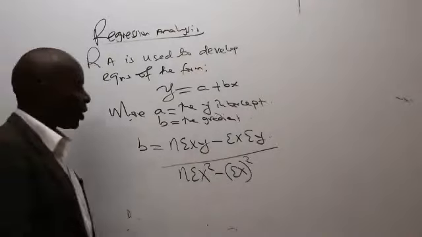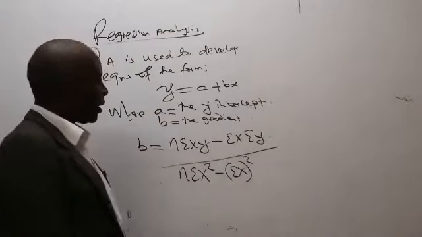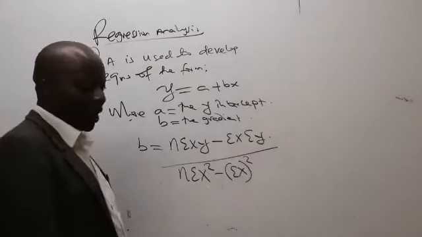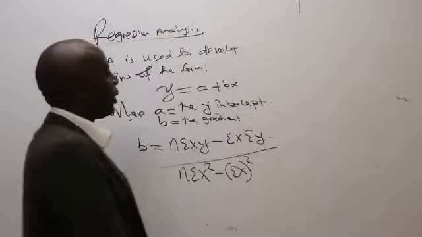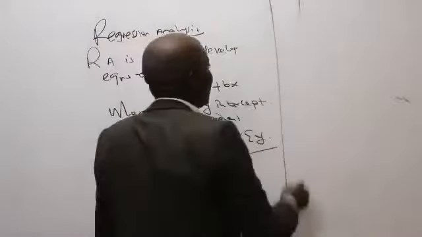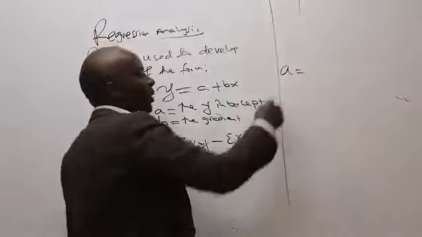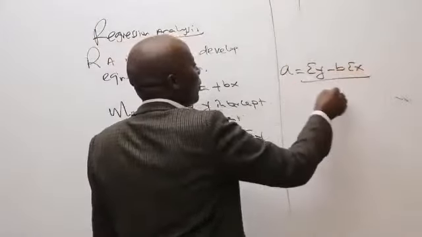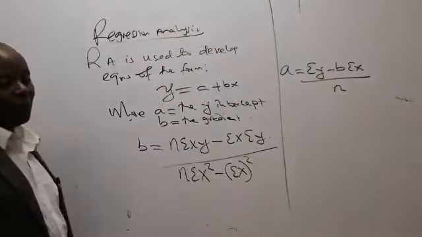N summations of xy minus sum of x, sum of y, all over n summations of x squared minus open brackets summation of x squared like that. And then of course, straight away, the formula for getting a. How do we get a? A will be summations of y minus b summations of x, everything to be divided by n.